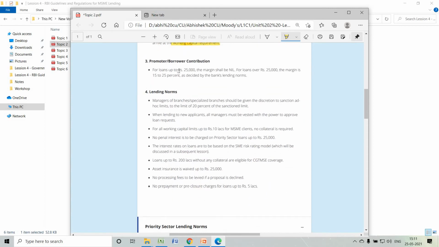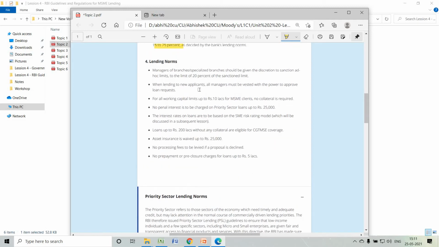Promoter borrower contribution. For loan up to rupees 25,000, the margin will be nil. So there is no margin money required for loan up to rupees 25,000. For loan over 25,000, the margin is 15 to 25% as directed by the bank's lending norms. So whatever the bank's lending norm is, that is to be followed. But for the loan up to 25,000 rupees, there should not be any margin requirement. And for loans above 25,000, there is a margin requirement of 15% to 25% as per the bank's lending norms. What are the lending norms?